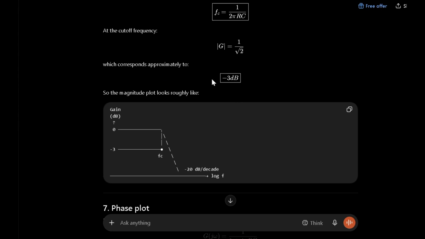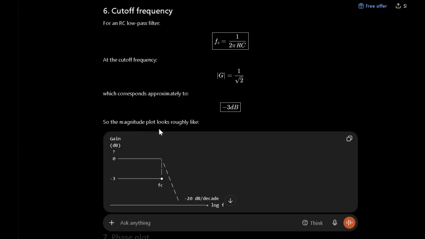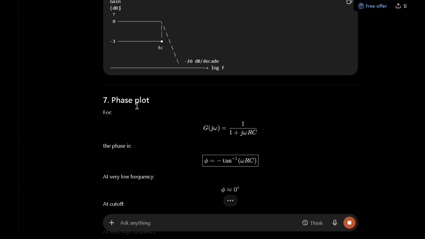The gain is decreasing here, so it is also minus 20. The magnitude plot looks roughly like the gain decreasing, minus 3 dB at the cutoff. Then as frequency increases by a factor of 10, that is one decade, the gain decreases by minus 20 dB per decade. For example, G of j omega equals 1 by 1 plus j omega RC.